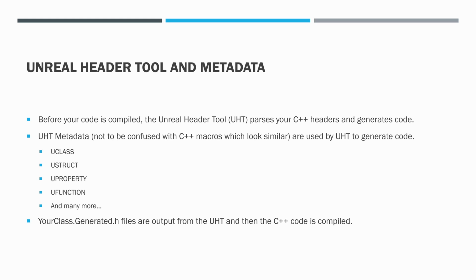The Unreal Header Tool requires metadata, not to be confused with C++ macros, which look similar. These aren't C++ macros. They're metadata that the Unreal Header Tool is going to look for and use to generate code. Some common ones are UCLASS, USTRUCT, UPROPERTY, UFUNCTION, and many, many more. As I mentioned before, your class.generated.h files are output from the Unreal Header Tool, and then the C++ code is compiled.